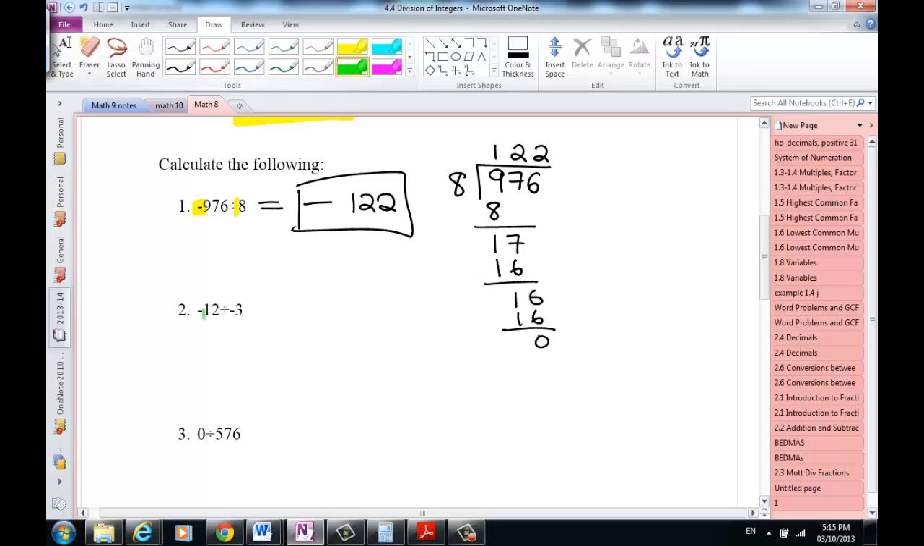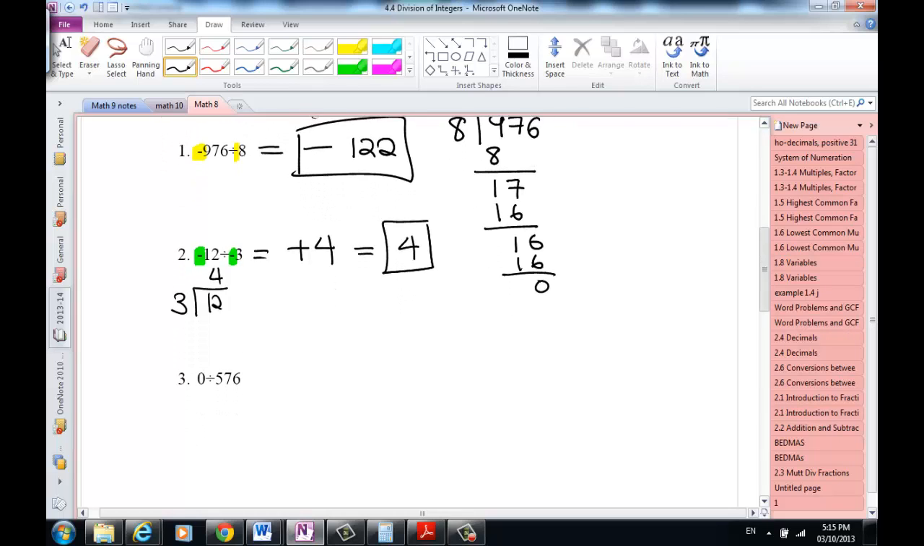Okay, my second one. I have a negative 12 and a negative 3. So a negative and a negative is going to make this answer positive. And then I can just look at what is 12 divided by 3. Well, we know that's 4. So my answer is positive 4. We generally don't write the positive sign in front of it. We just simplify to 4.